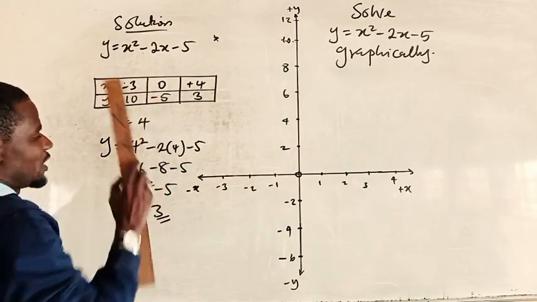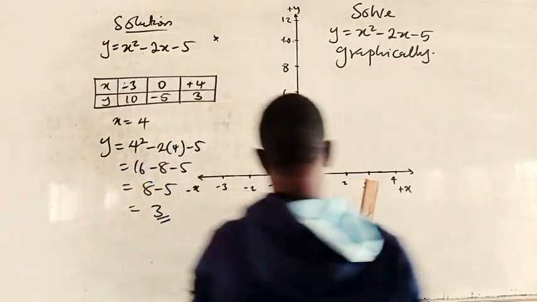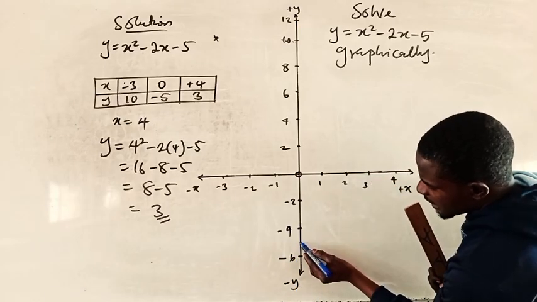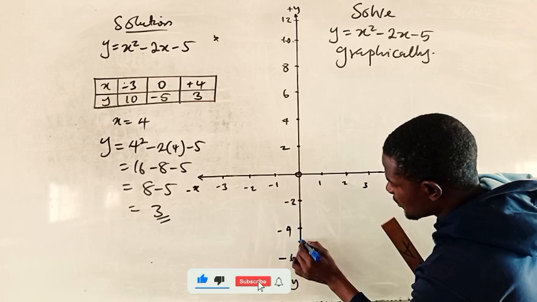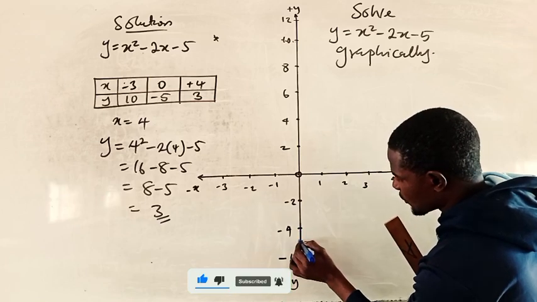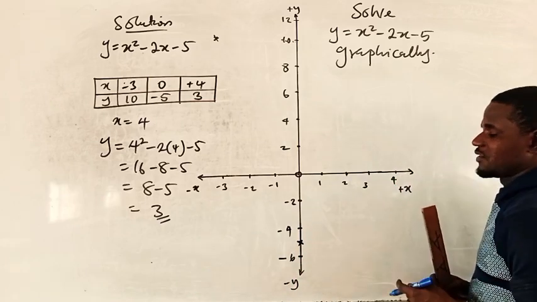Then when x is 0, y is -5. The center here is going to be -5. Because here is -4, -5, -6, this is where -5 is going to be.